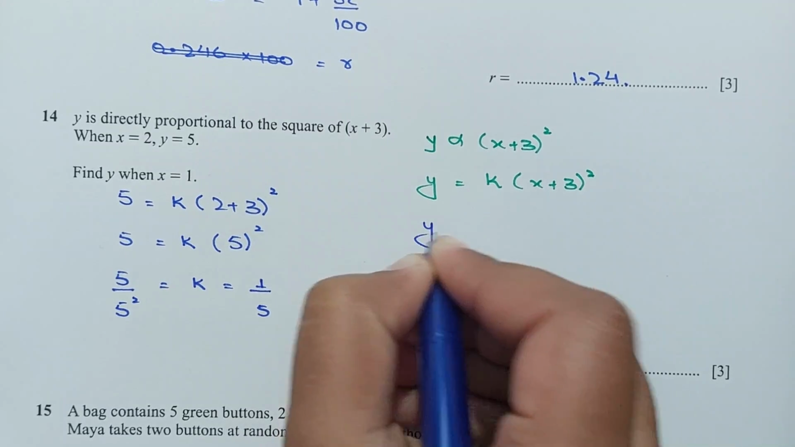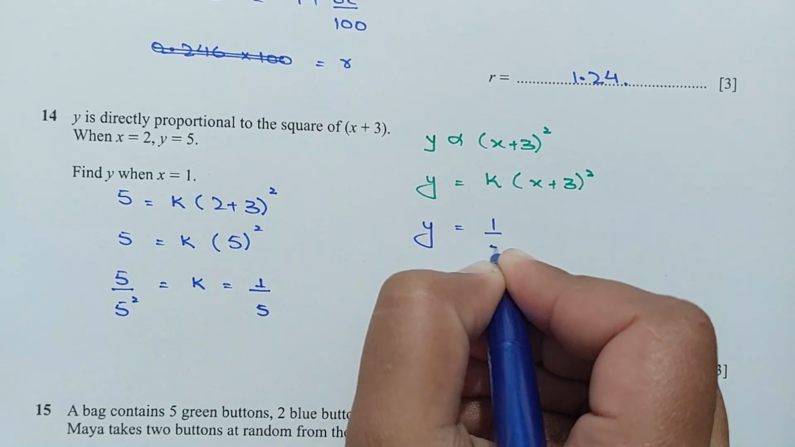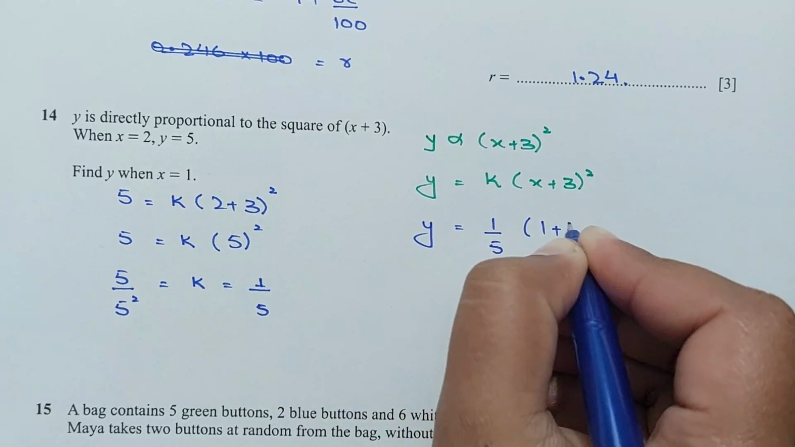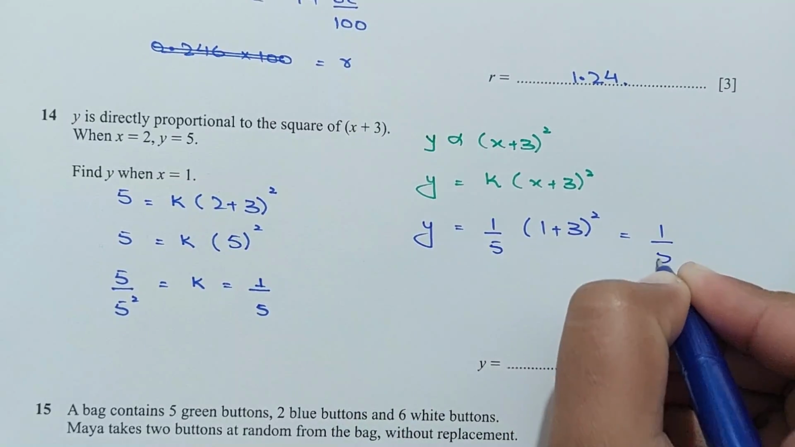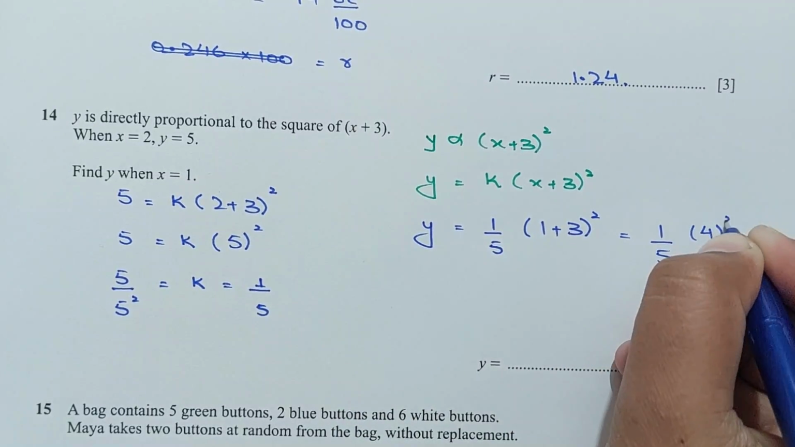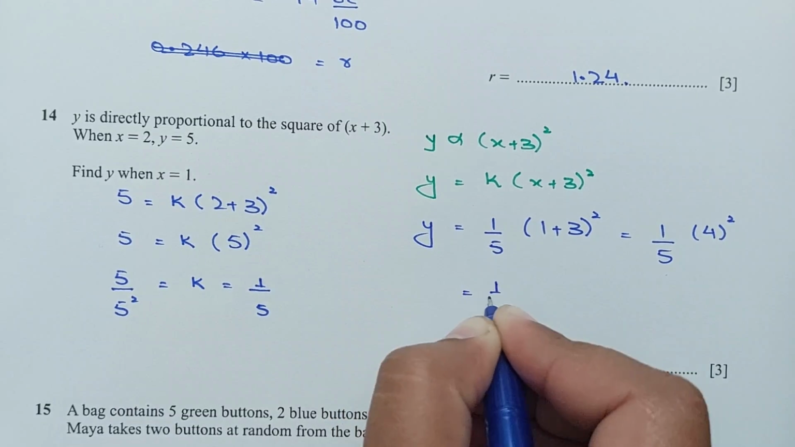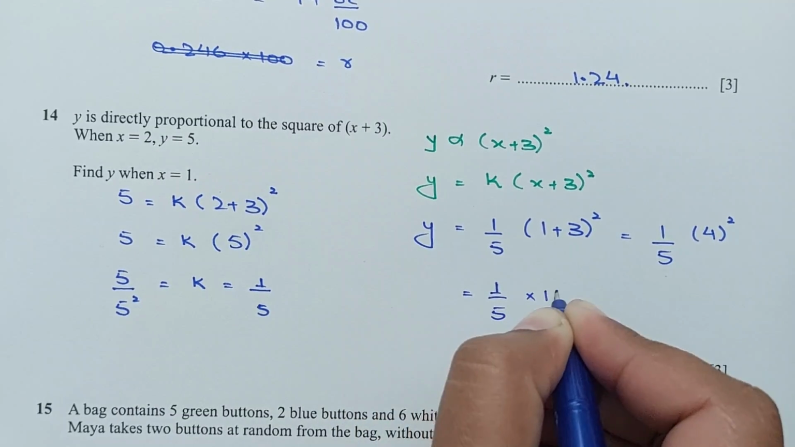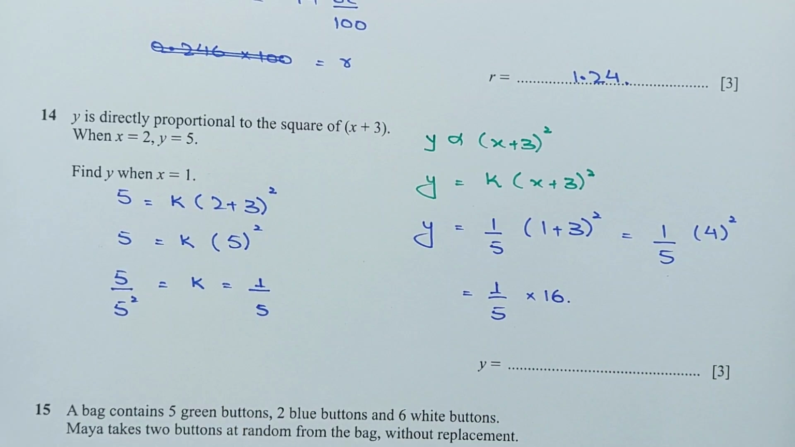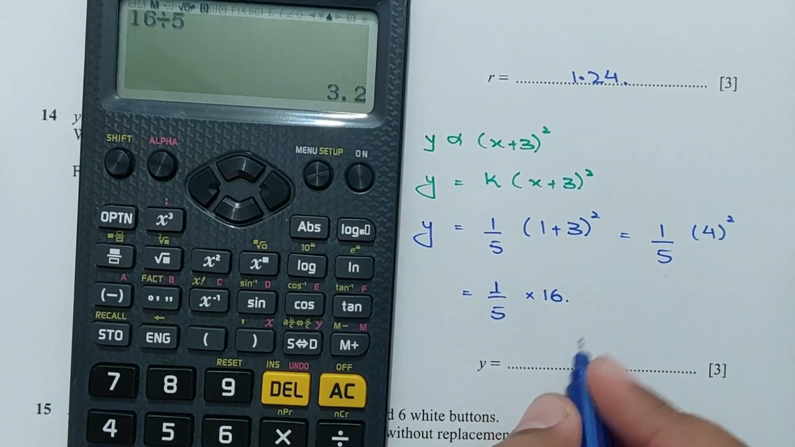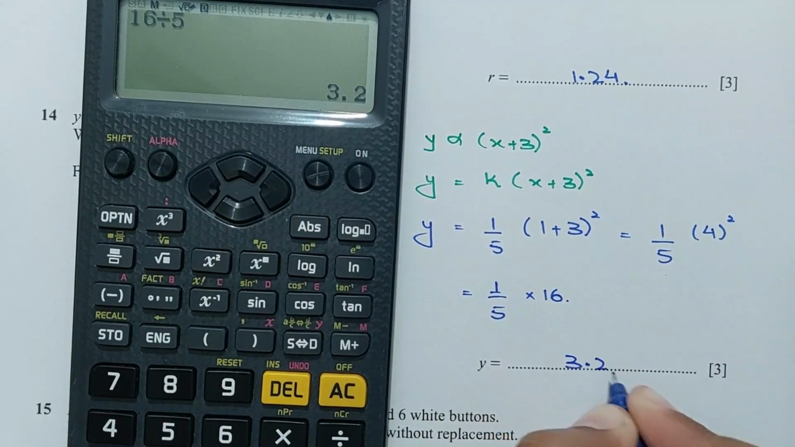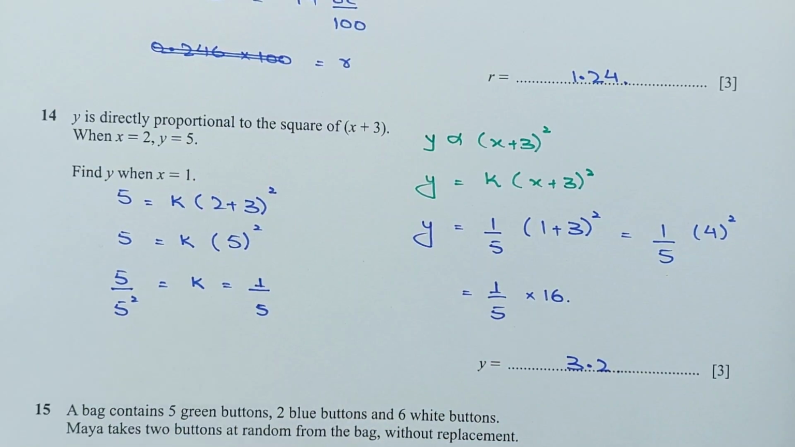So here y is equal to 1 by 5 when x is 1, plus 3 whole square. This is 1 by 5 and 4 square, and this is 1 by 5 times 16, right? So 16 by 5 is 3.2. Y value is 3.2. Right.